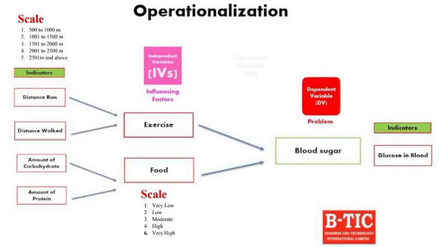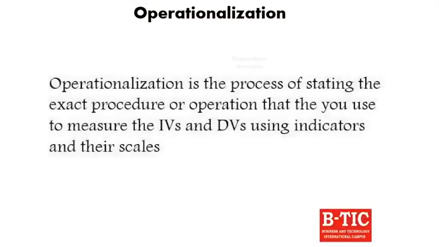Now, to develop these indicators based on the conceptual framework and to develop a scale to measure these indicators, we have to make use of the literature review as well. Right, what is operationalization then? It is a process that states exactly the procedure or the operation that the researcher used to measure all the factors, IVs and the DV, using indicators and their scales.